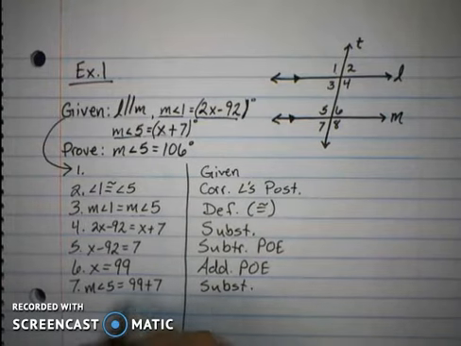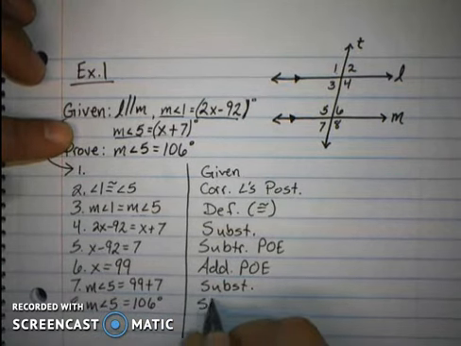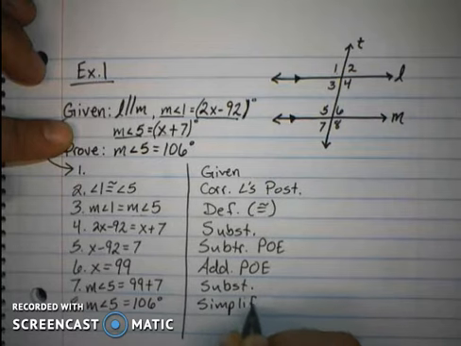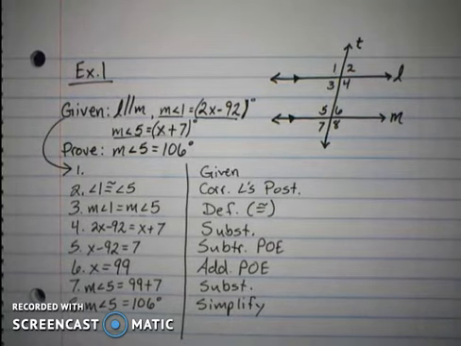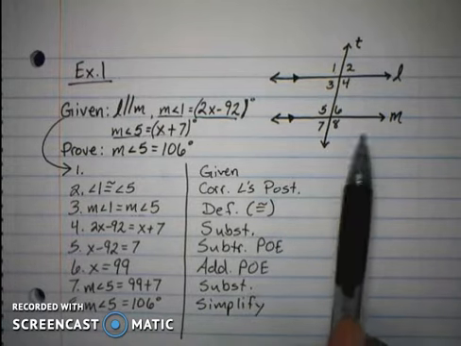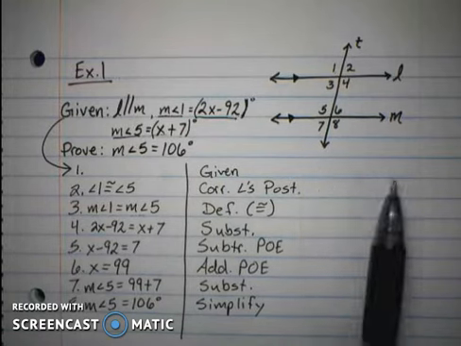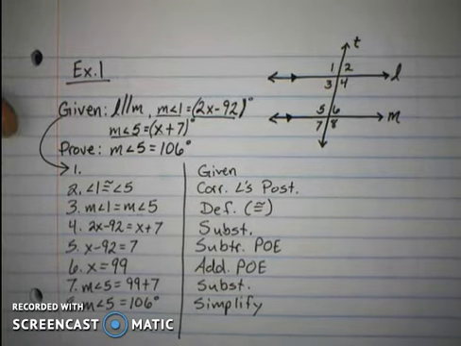And when you simplify this, we get our proof statement. The measure of angle 5 does equal 106 degrees. And our reason is simplify or combine like terms, but most of us will just write simplify. Okay? And so you've just done an algebraic proof using parallel lines and a transversal. We're going to do one more.